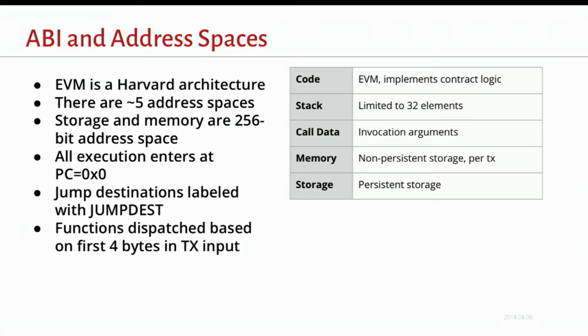For a little bit about what these address spaces look like, there are about 5 of them, maybe 6 depending on how you view a few things. But the important part is that most of them start at address 0. So your code is mapped in at 0. That is where execution starts on every transaction. Storage for your contract starts at 0 as well.